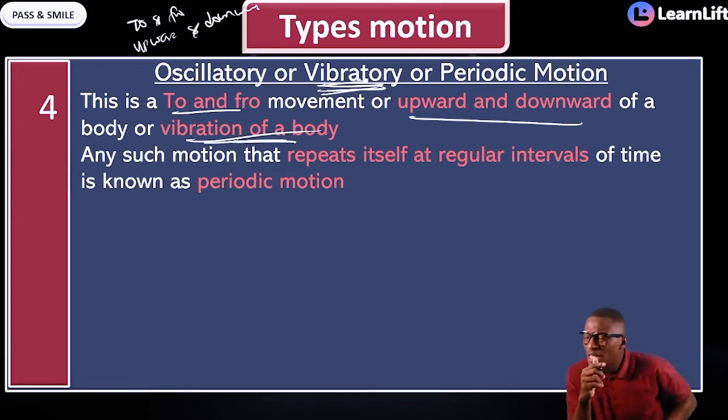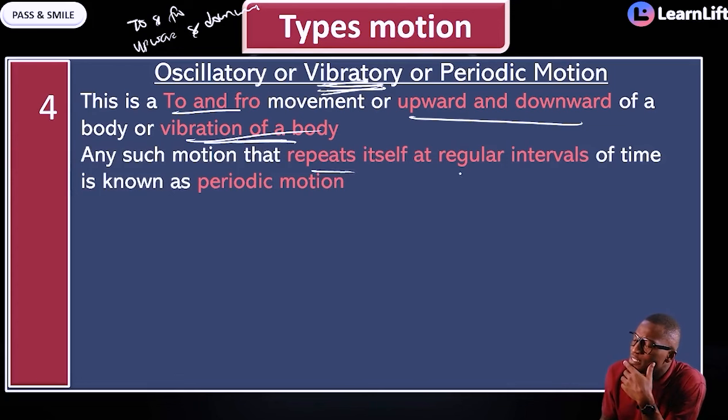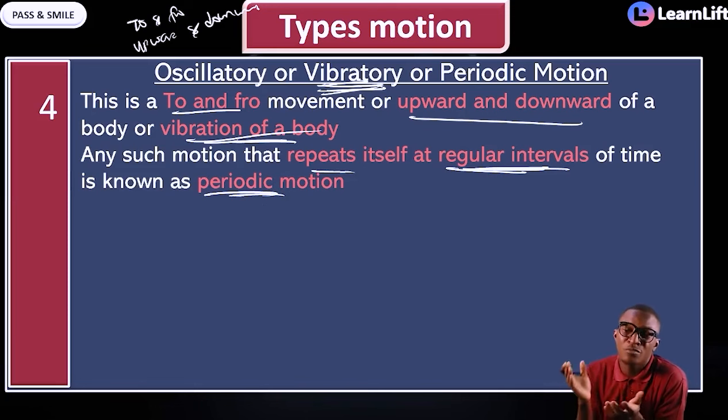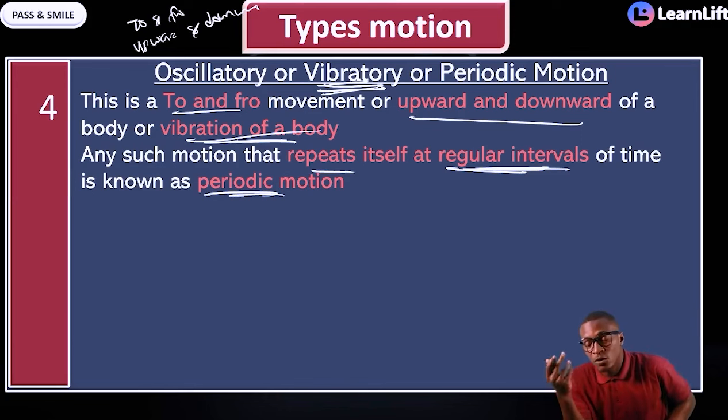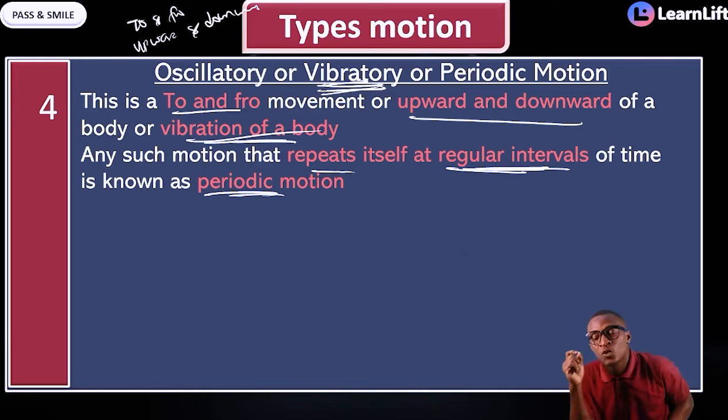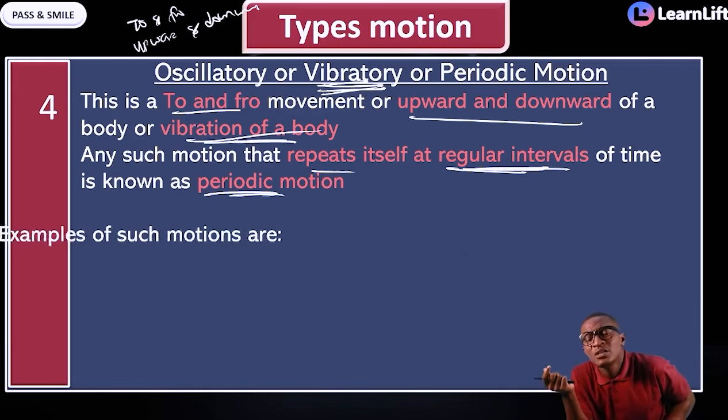And we now say that any motion that repeats itself at regular intervals is said to be periodic. Because it's repeating itself at regular intervals, it is said to be periodic. So to and fro or upward and downward, and you are repeating yourself at regular intervals, we say it is called periodic, or oscillatory, or vibratory motion. Do you understand?